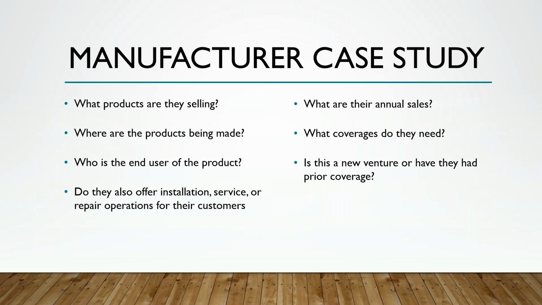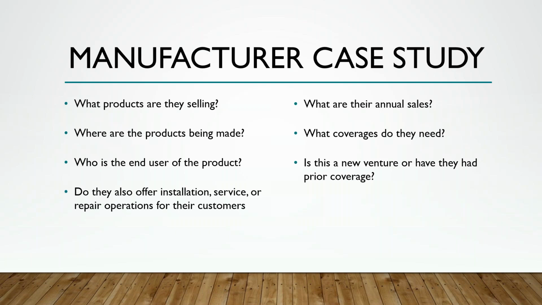What are the products? Where are the products being made? If the applicant says they are making the products in-house, they will have a need for business personal property to cover the equipment and tools being used to make the products. And whether or not they make the products in-house or are importing the items, they will need to cover their inventory.